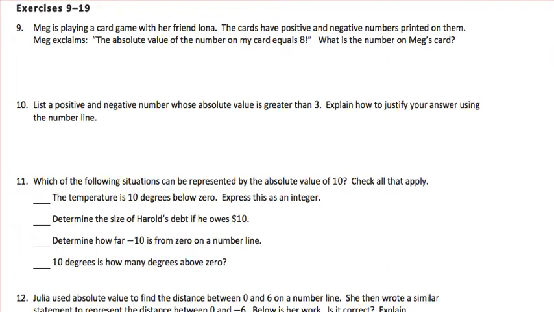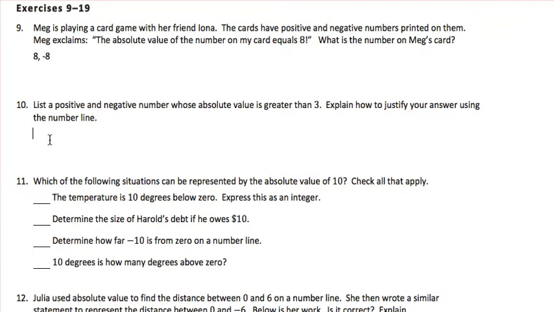Continuing on with the exercises. If Meg is playing a card game and the cards have positive and negative numbers printed on them, then when Meg says the absolute value of the number on my card equals 8, her card could be 8 or it could be -8, since the absolute value of 8 and -8 are exactly the same.